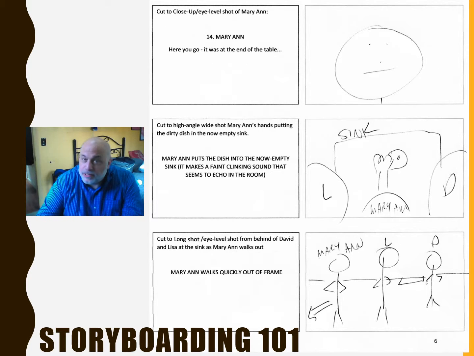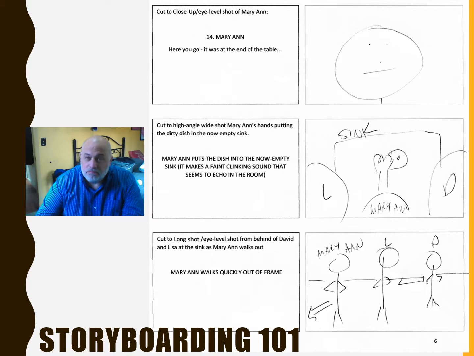All right, on to the next sheet, in which we're going to cut to a close-up eye-level shot of Marianne while she says, here you go. It was at the end of the table. So it gives the actress a close-up and an opportunity to convey some of this discomfort we're talking about. She knows that she's an issue in the home.